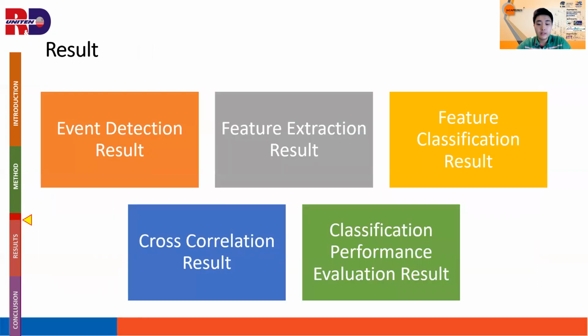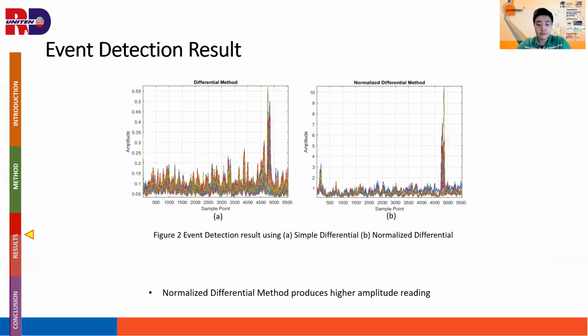As for the results, 5 types of results are presented, written by each phase. The event detection results are obtained in the data organization phase, where 2 different event detection methods were used to detect positive events. Figure 2a represents the result of implementing the simple differential method, while figure 2b represents the result of implementing the normalized differential method.